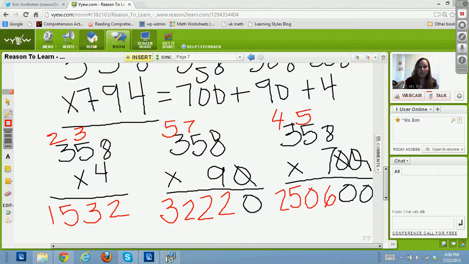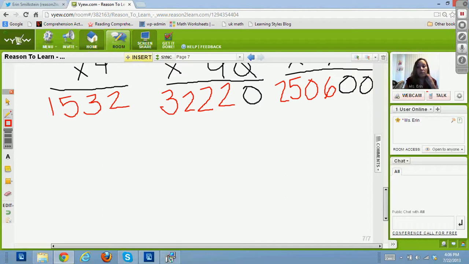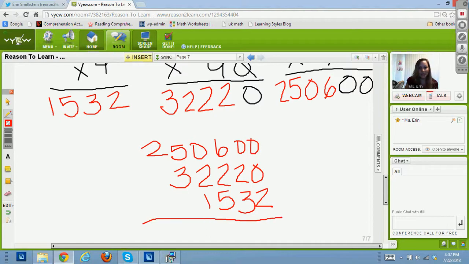So as you can see, all I had to do was 358 times 4, 358 times 9, and 358 times 7. And when I break it down in my mind like that, I get these 3 products. And now I just add them up. So I have 250,600 plus, and it's probably a good idea to write this from the ones place over so everything lines up, plus 1,532. So once I add these all up, I have my answer.